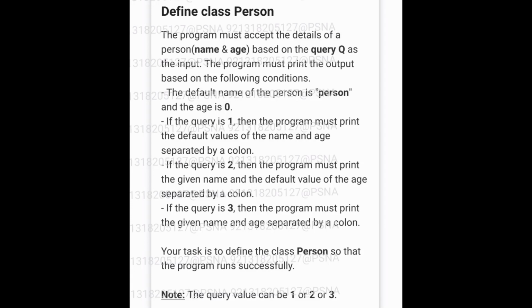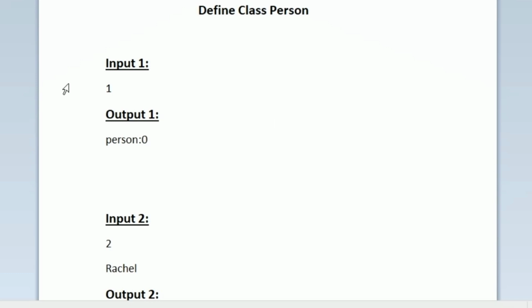This is the question asked in today's SkillRack daily challenge. In the first line of our input, we are given an integer, and this integer is actually a query. There are three different types of queries. The query can be either 1, 2, or 3. If the query is 1, then there will not be any input given after that.